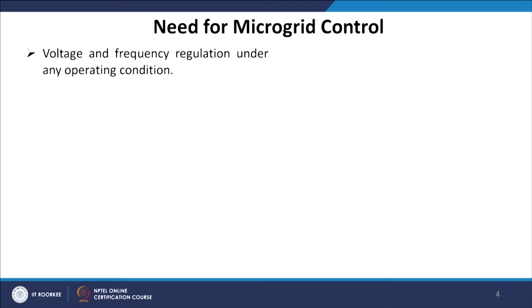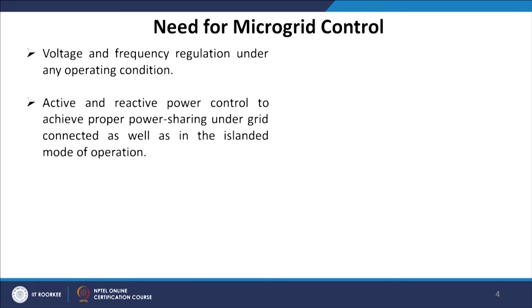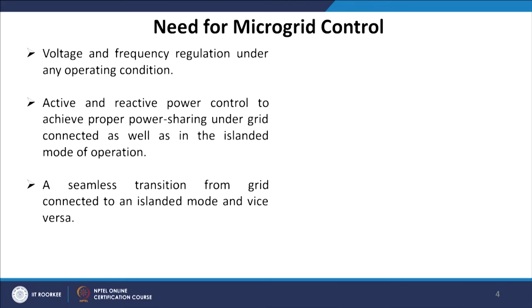Now, voltage and frequency regulation under any operating condition is a must. Active and reactive power control to achieve proper power sharing, under grid connected as well as isolated mode of operation, is possible through microgrid controls. A seamless transition from grid connected to isolated mode and vice versa.